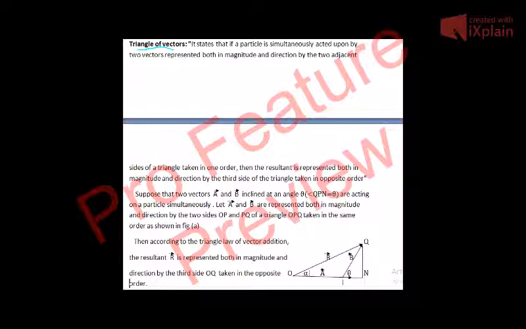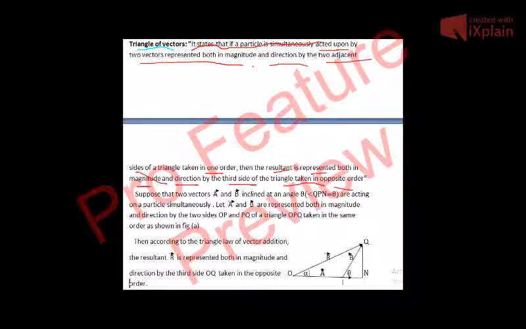It states that if a particle is simultaneously acted upon by two vectors, and if those two vectors are represented both in magnitude and direction by the two adjacent sides of a triangle taken in order, then the resultant of the two vectors is represented both in magnitude and direction by the third side of the triangle taken in opposite order. So this is the statement.